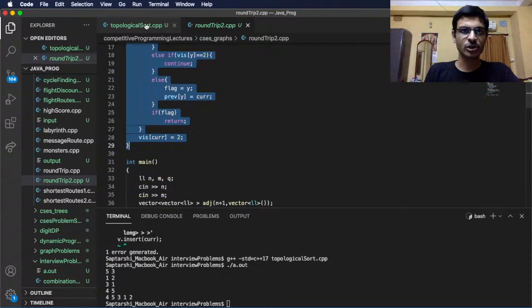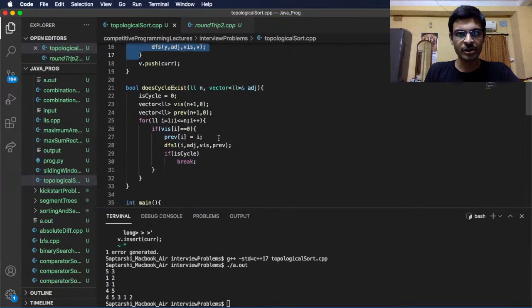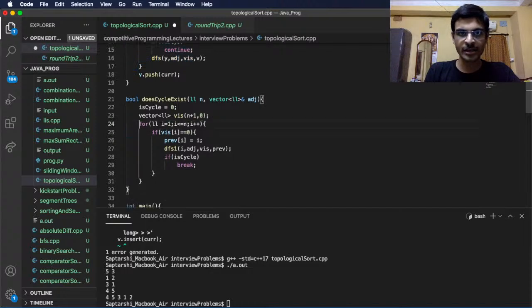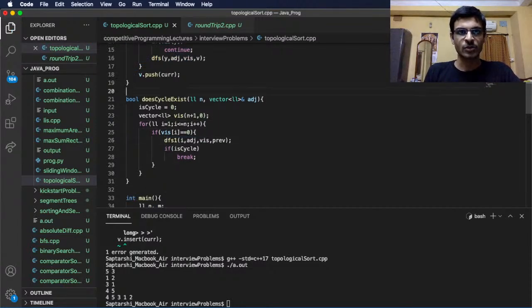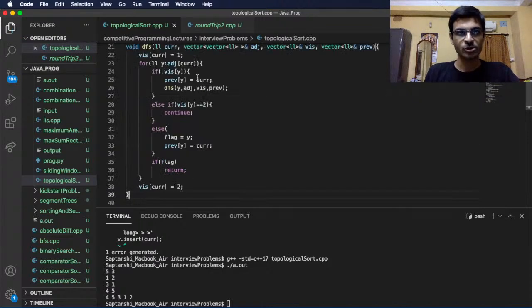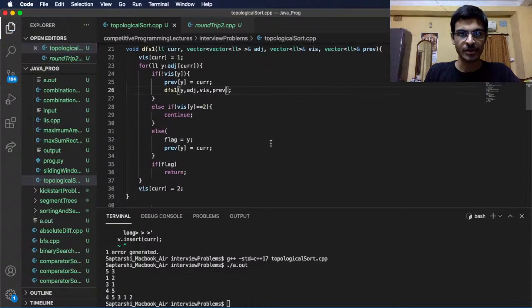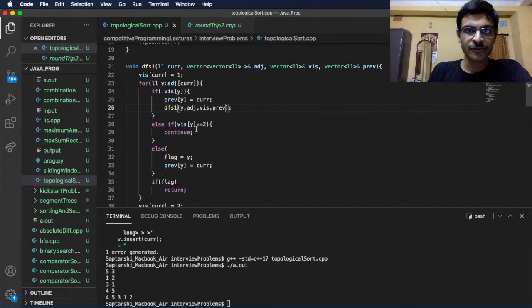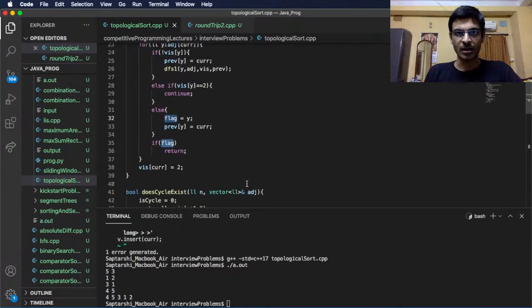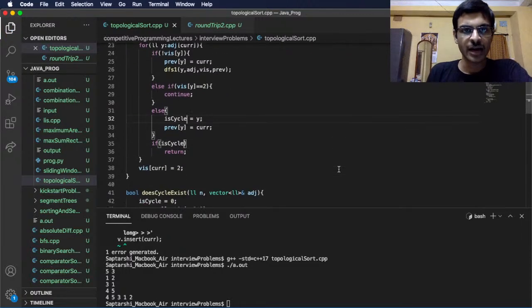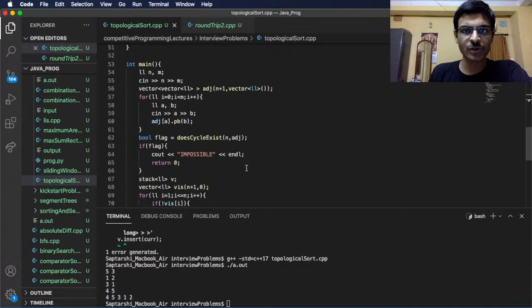There is one part which is not needed. We don't need the path. We are not interested in the path. The cycle exist, we don't need this prev thing. We can go something like this, and here you go. So this is going to be DFS1. From here also it is going to be DFS1. Okay, and flag. I think we had a flag over here. So wherever you have flag, change it to is cycle.